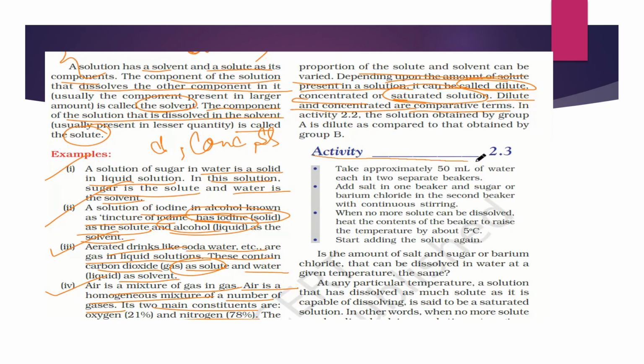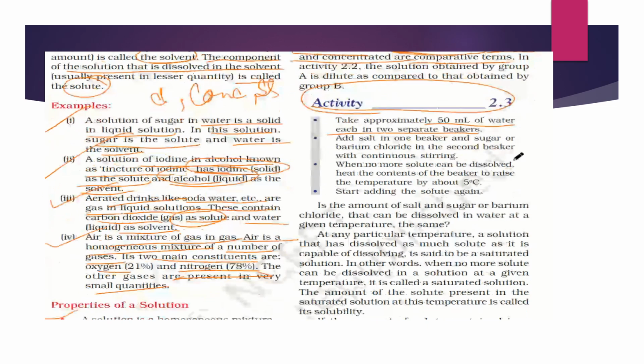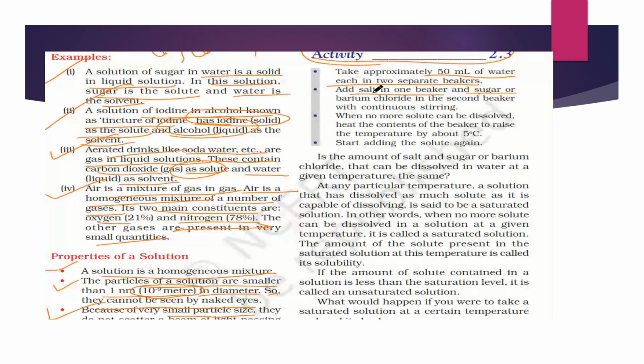Again, in this activity, let us see what we are seeing. Take approximately 50 ml of water each in 2 separate beakers. Now we are adding salt in one beaker and sugar or barium chloride in the second beaker. And we are continuously stirring. When no more solute is dissolved, heat is applied to the contents in the beaker so that the temperature rises by 5 degrees centigrade, and as the solute dissolves, we start adding the solute again. Is the amount of salt and sugar or barium chloride that can be dissolved in water at a given temperature the same?